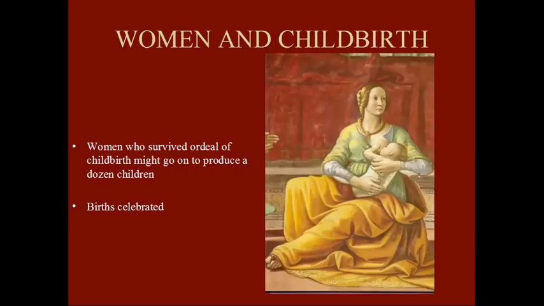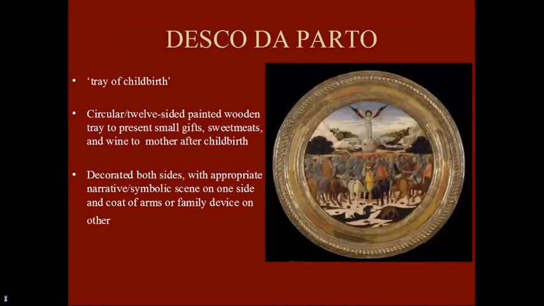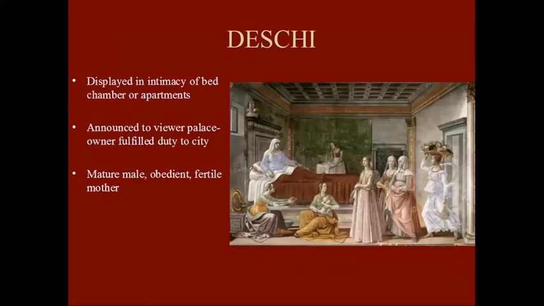Now, women and childbirth. The women who survived the ordeal of childbirth might go on to produce a dozen children, and these births were celebrated, and this generated a whole art form, which I think should be brought back, and that's the desco da parto, the birth salver, or the tray of childbirth. Now, at right, you can actually see the tray that was for Lorenzo the Magnificent. These were circular or sometimes 12-sided painted wooden trays to present small gifts, sweetmeats, and wine to the mother after childbirth. They were highly decorated with various scenes, and a coat of arms on the other side in certain cases, okay?